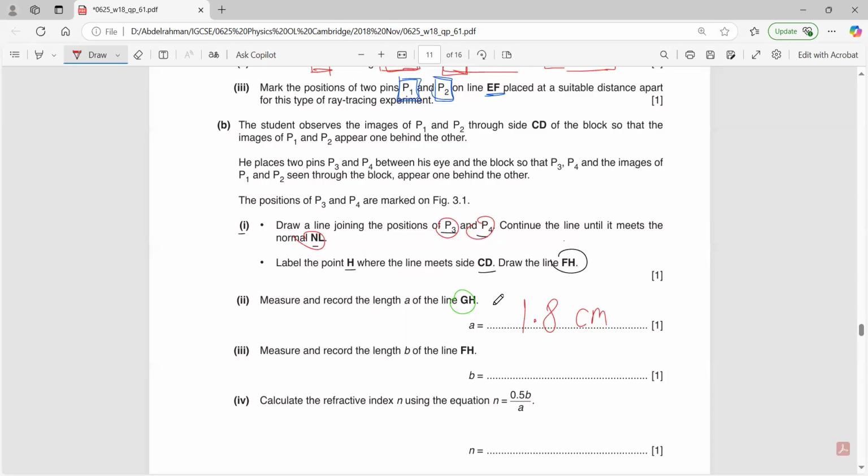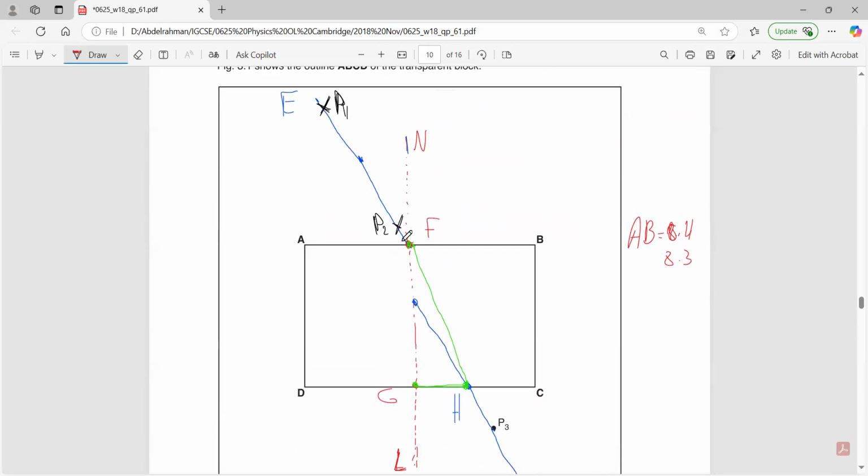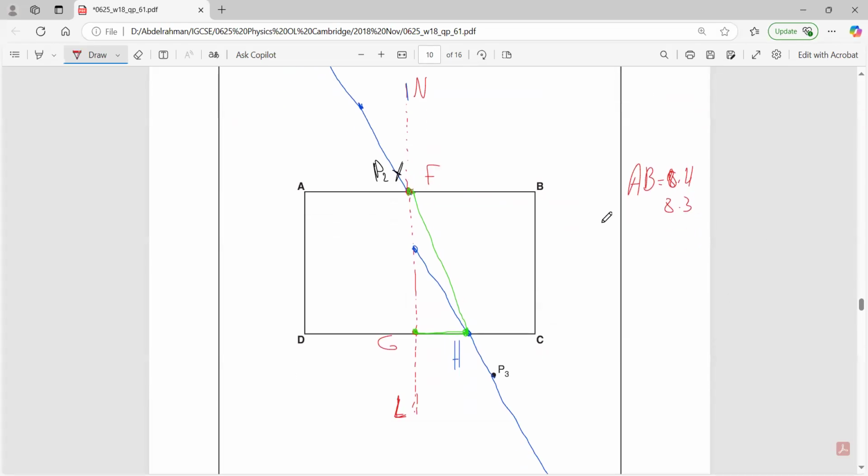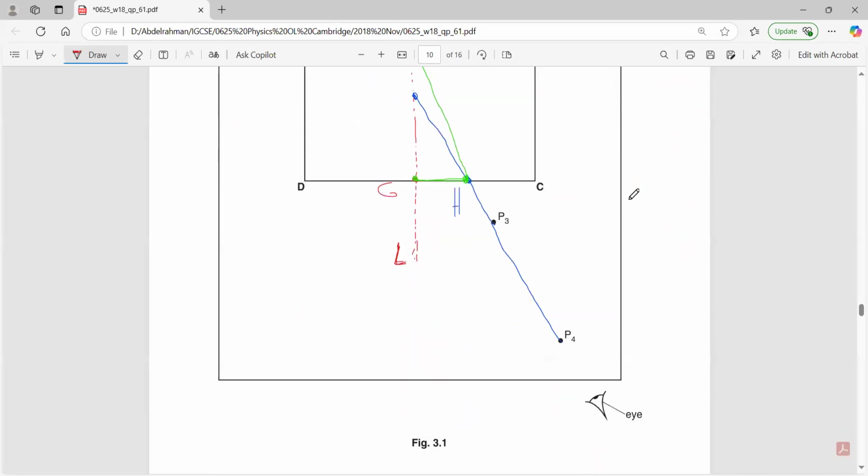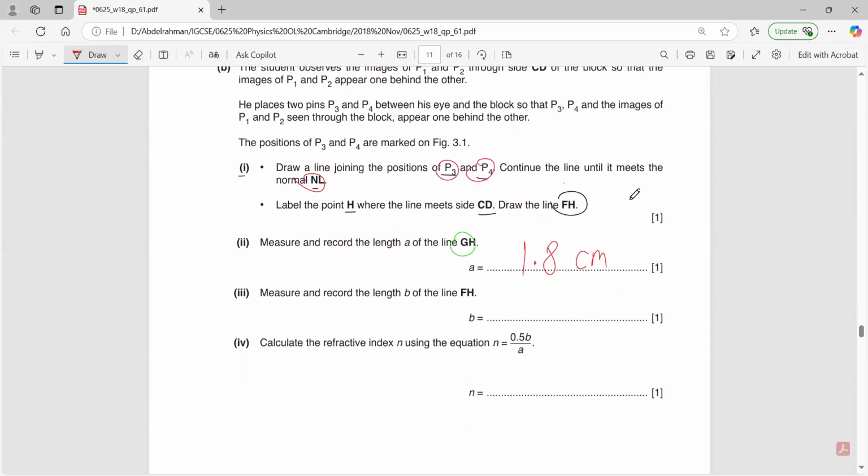Can I measure FH? Yes, I can. Measuring FH, the distance from F to H, it would be around 5.4 centimeters. If it's 5.5 or 5.3, that is acceptable, but you can't go much further than 5.5 or less than 5.3. So I have A and B: 1.8 and 5.4.